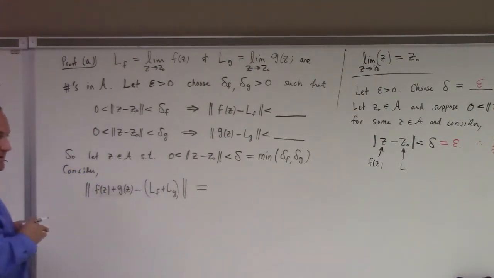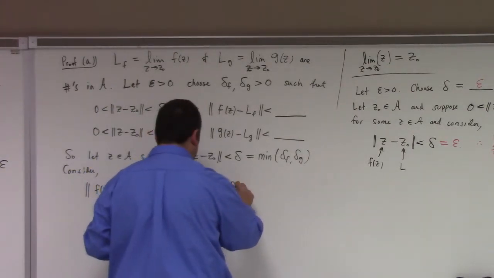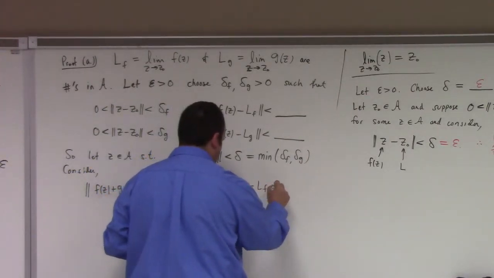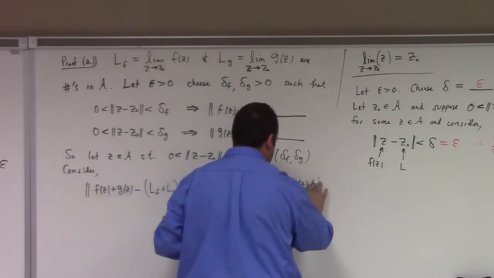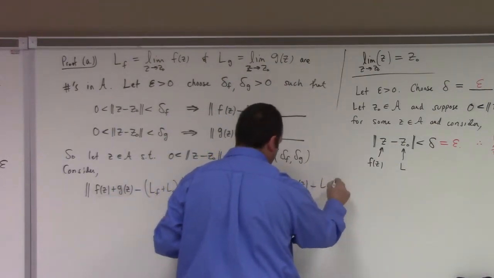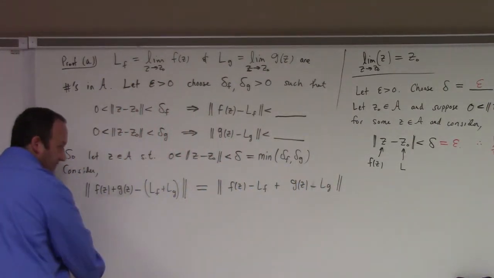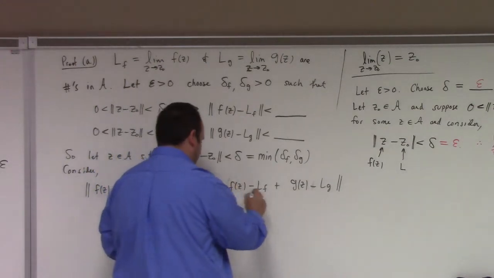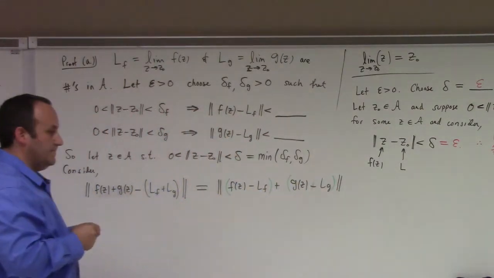That's fine. But let's regroup. That's f of z minus L_f plus g of z minus L_g, close norm. And let me add some parentheses for emphasis. We've got this difference of f and its limit, this difference of g and its limiting value rather.